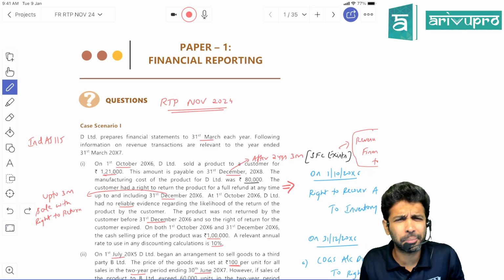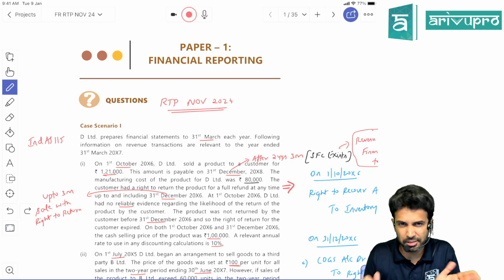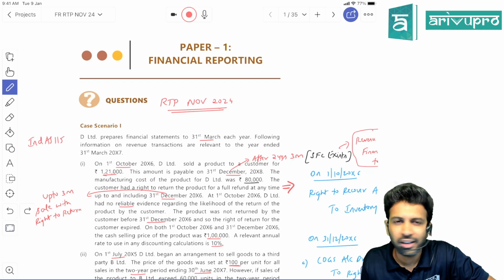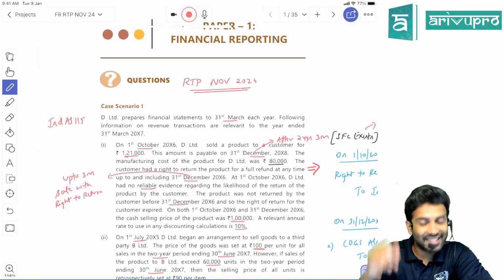It is a pretty straightforward RTP, to be honest. If I had to rate it overall, there were no tricky questions. Maybe one or two questions are newly come, but even they are not that difficult. Otherwise, more or less a pretty straightforward RTP in my opinion. All right, so without delay, let's get started.